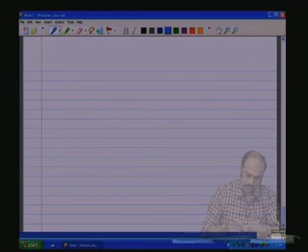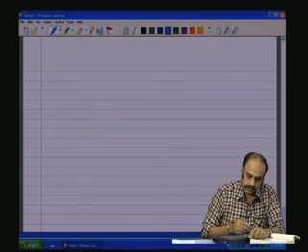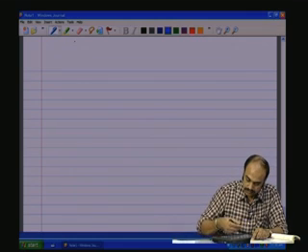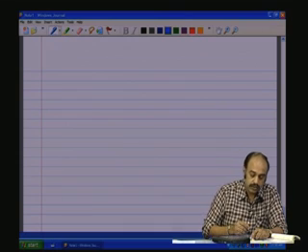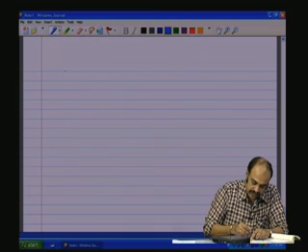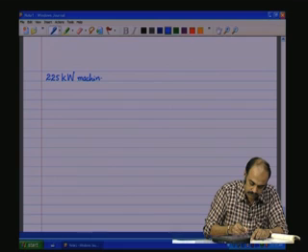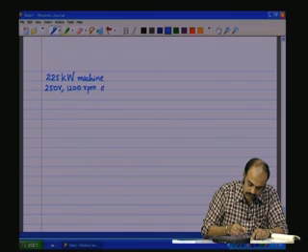Now, let us take an example to get an idea about the discussion till now about the mechanical power and the torque. A machine has the following details. So, let me write down the details. It is a 225 kilowatt machine, 250 volts, 1200 RPM, DC motor.